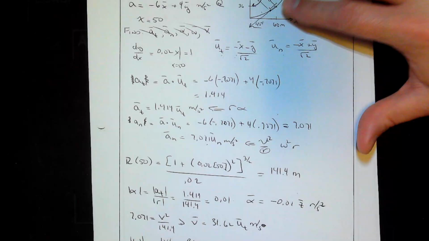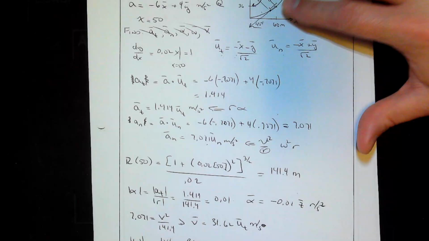141.4 meters. Okay. Therefore, the magnitude of alpha is simply AT over R. So that works out to 1.414 divided by 141.4, or 0.01. If we look at this up here, it's apparent, let's bring this down just a tad, this is going that way, accelerating the tangential. So that's clockwise. So we'll put this in vector form. Alpha equals minus 0.01 z radians per second squared.